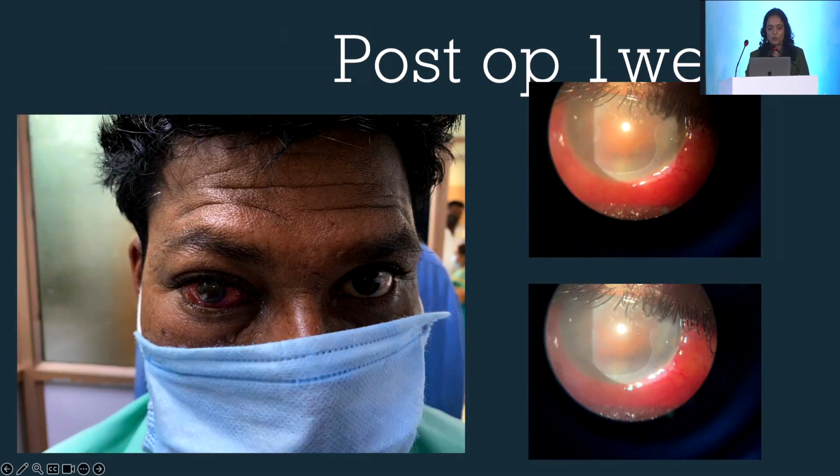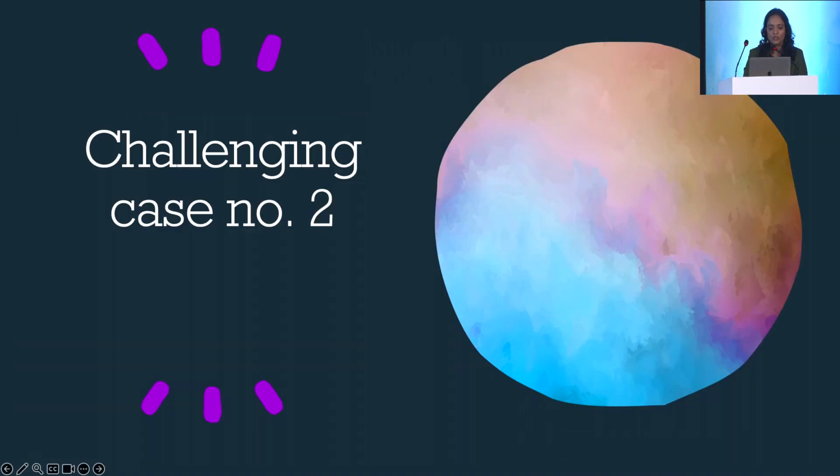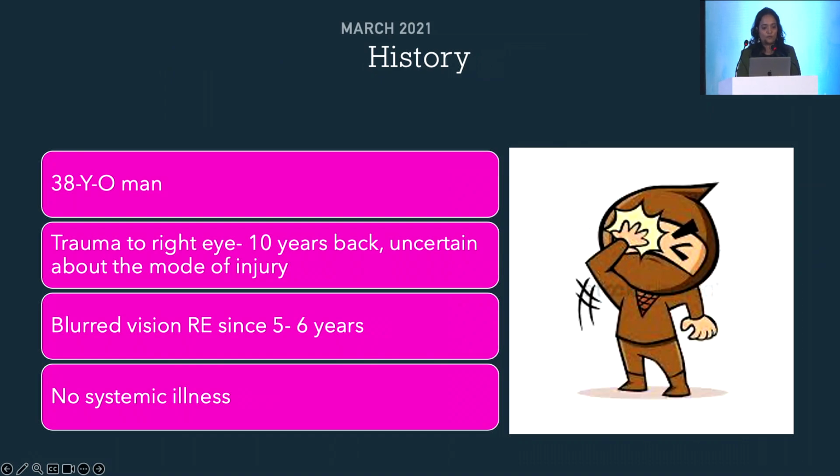So this was post-op 1 week. A retina photograph could not be obtained because of the haze. But now you can see that he's actually opening his eye, and the movements also have been restored to a large extent. So that was a case of panophthalmitis, GRT, and an intraocular foreign body.